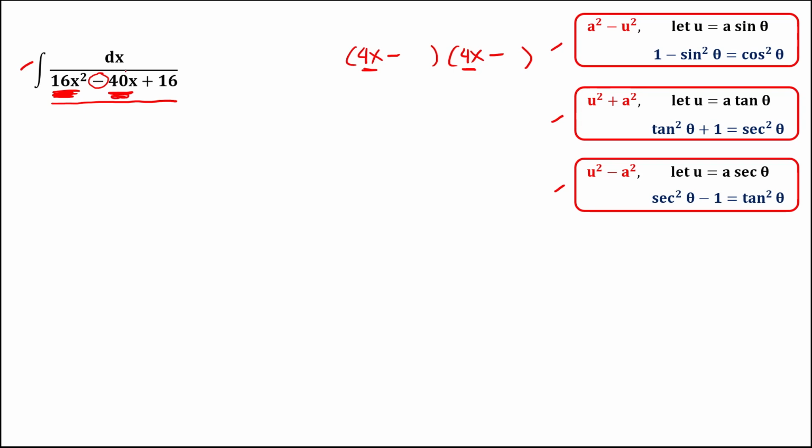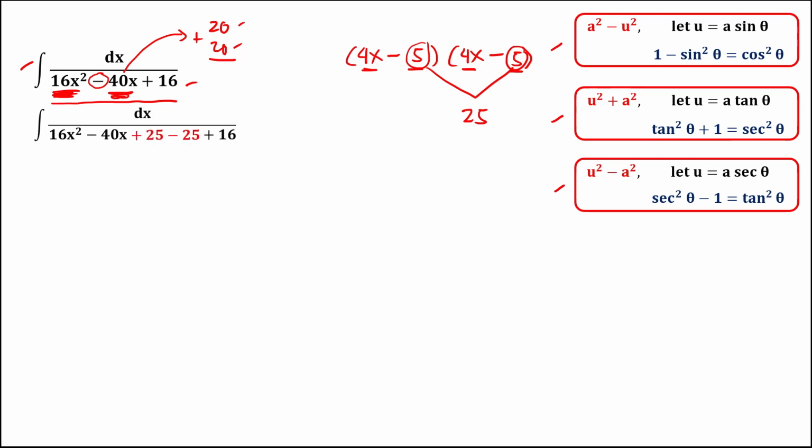Then since the middle term is negative, all minus. And from the second term, we need to find the same two numbers, and the sum is 40. Since 40 is equal to 20 plus 20, again, the same two numbers. From this, we can find now the second term, because 20 divided by 4 is equal to 5. Then multiply these two numbers, 5 times 5, this one is 25. So in the denominator, we need to add the positive 25 and the negative 25.